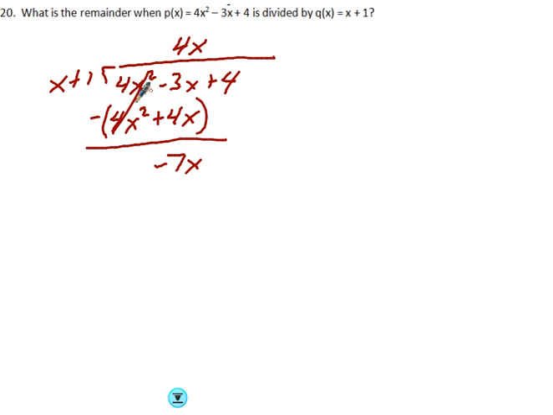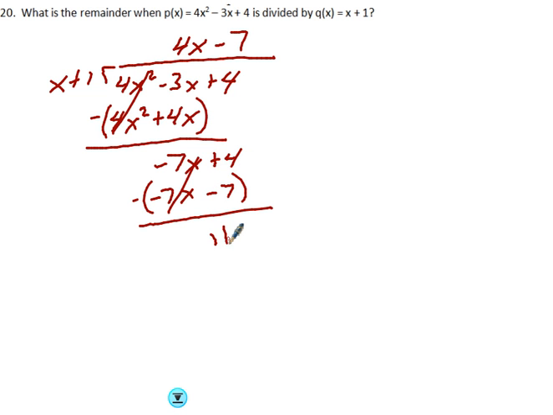I always like to write it this way in parentheses so I remember to subtract top minus bottom. Sometimes we lose our focus on whether these should be positives or negatives. And then we can bring on down the 4. So we go again. What times x is negative 7x? That's what you're thinking, and you're going to say, oh, that's a negative 7. Negative 7 times x is a negative 7x, and a negative 7 times 1 is a negative 7. You subtract top minus bottom. The negative 7x minus negative 7x cancels out. They always should. And then 4 minus negative 7 is a positive 11.